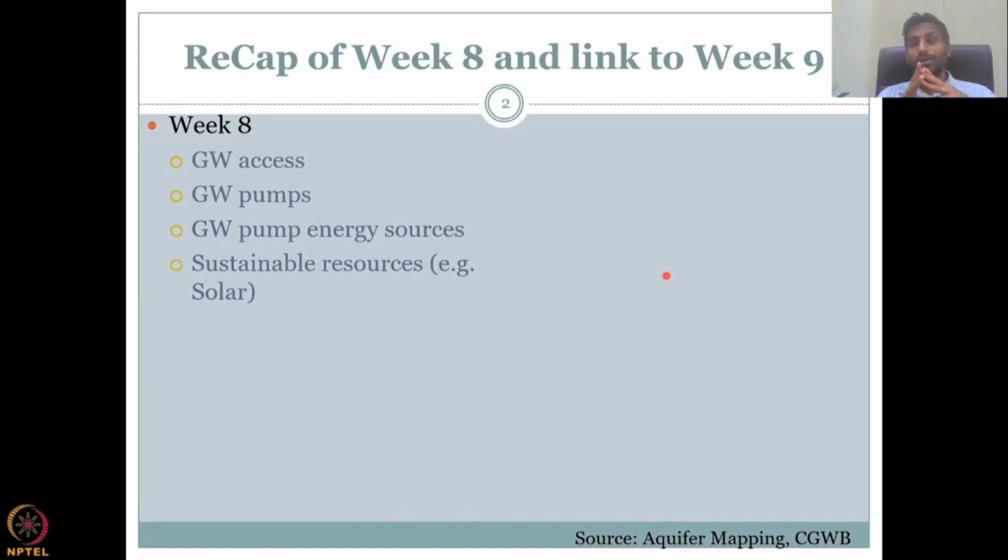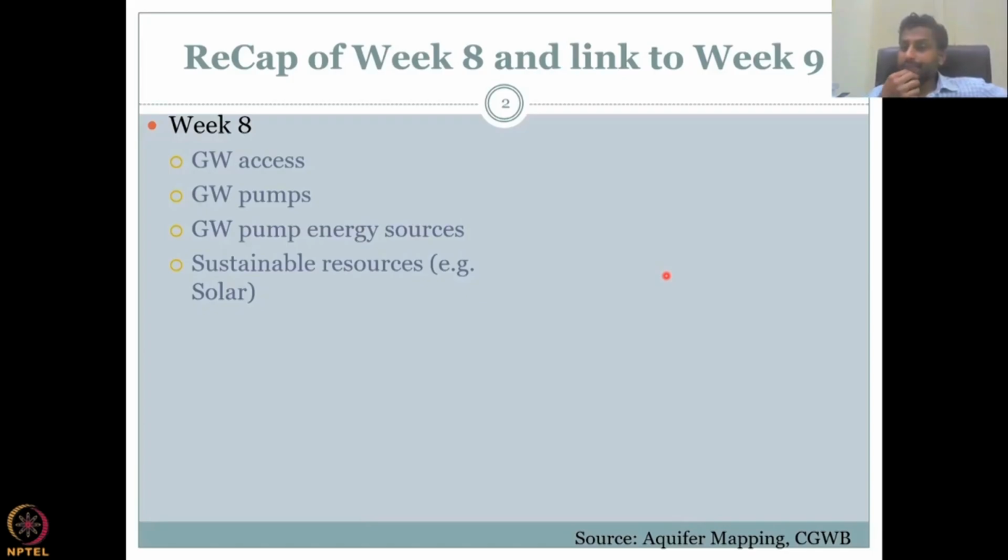Then we looked at the source of energy for the pump. And most importantly, we noticed the pump energy is unsustainable because it uses a lot of diesel or electricity. These are not from renewable sources. And that's why I'm saying it is not sustainable for the long term. Also, they lead to pollution of the environment because diesel pumping has a lot of issues.